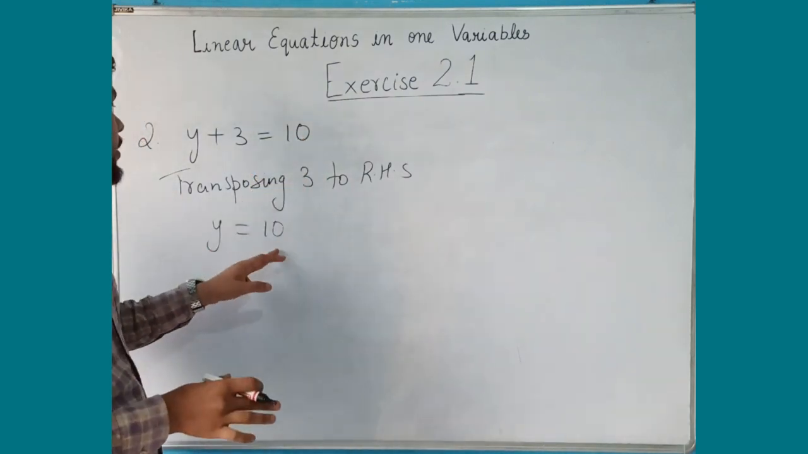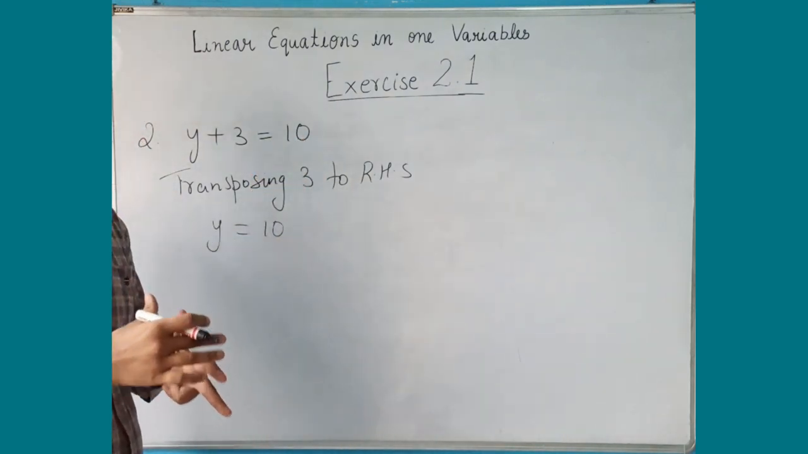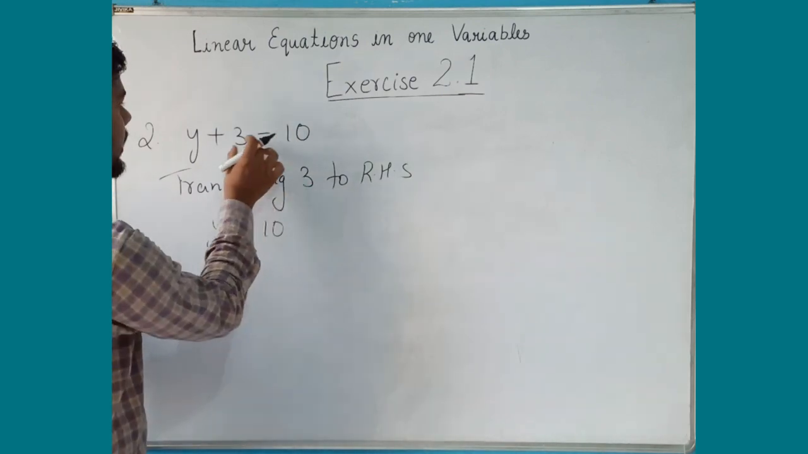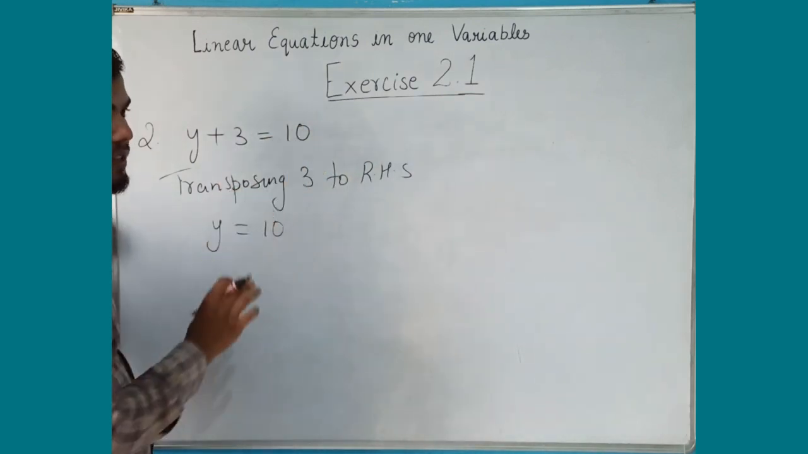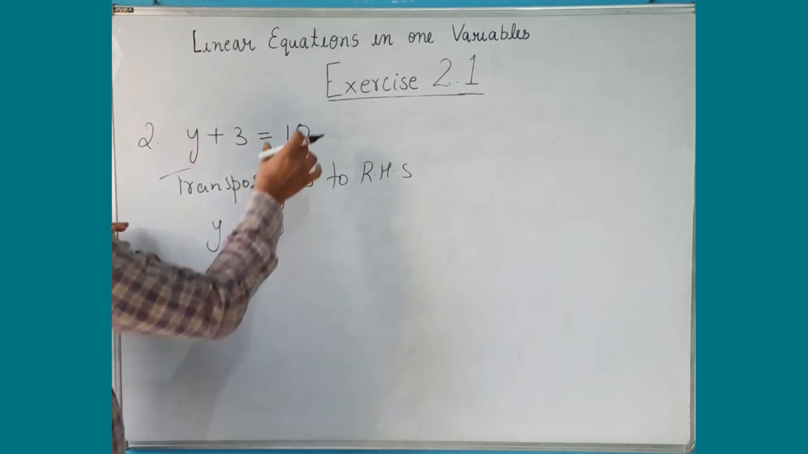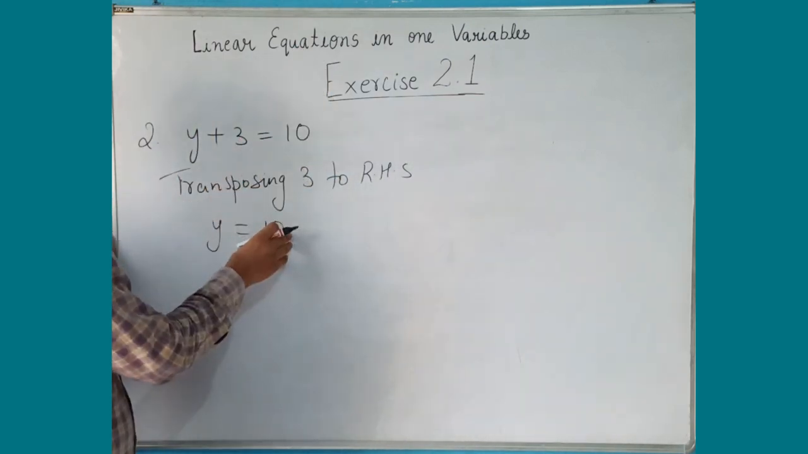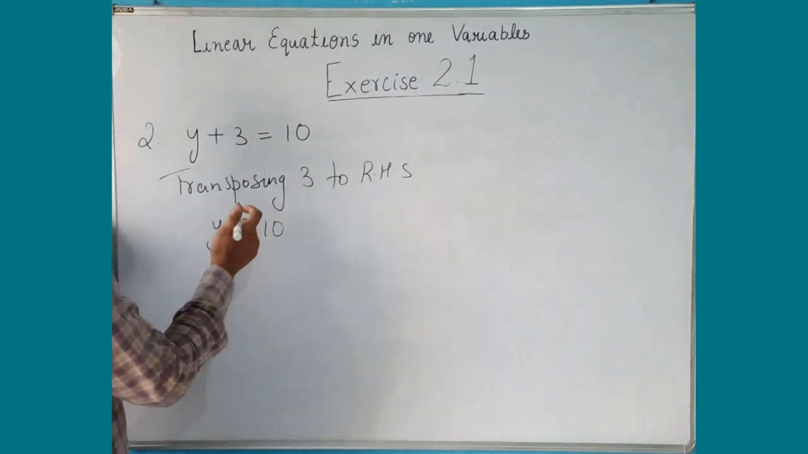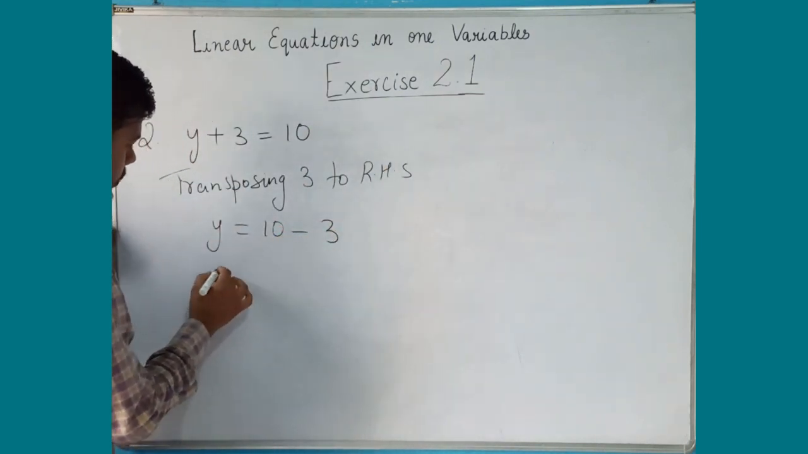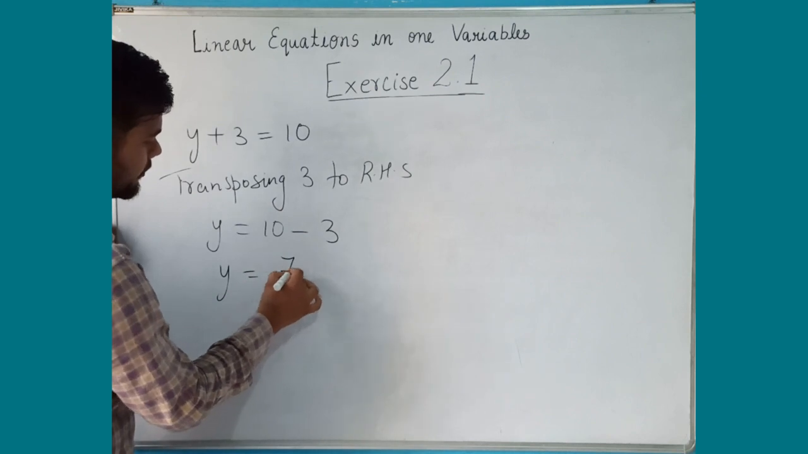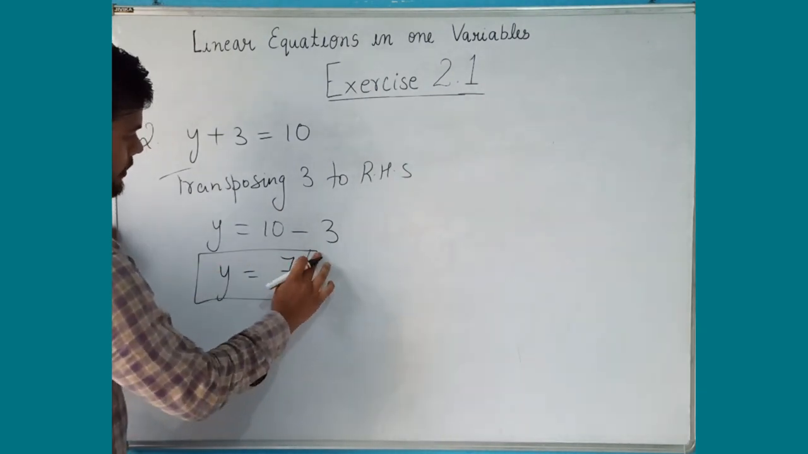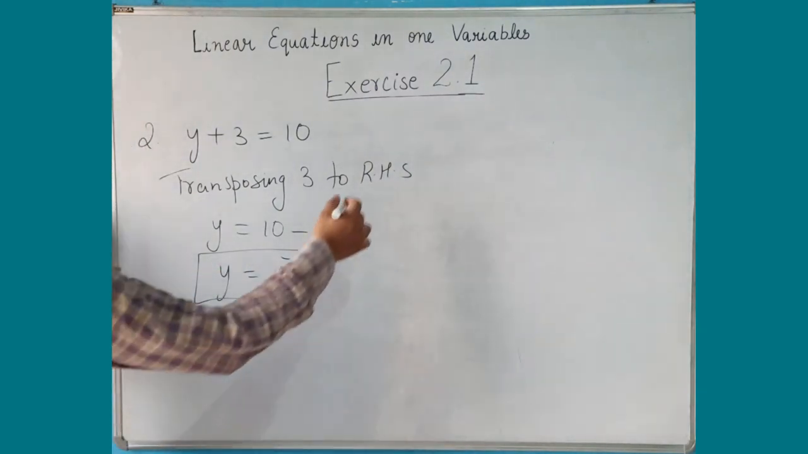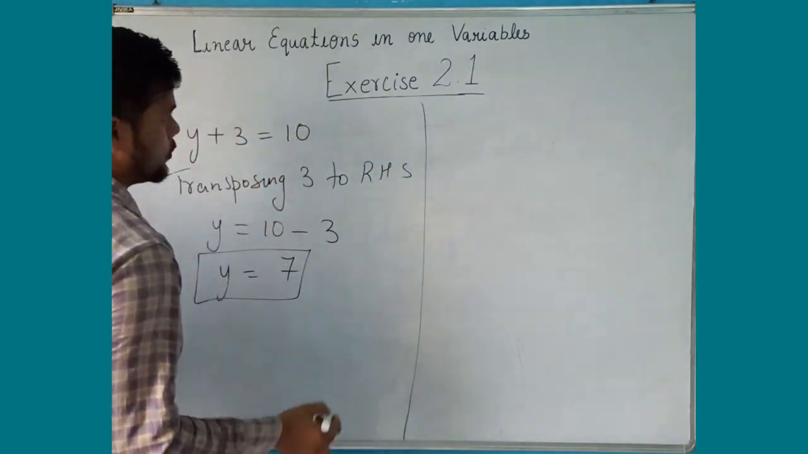Whenever you write such equations, students tend to make a very simple mistake: they write 3 and then they write minus 10. That's absolutely wrong. Whatever number is there before, you write it in the first place, and then you write the number which is being shifted to the other side. So I'll write here minus 3. So y is equal to 10 minus 3, which gives me 7, and this is the answer of the second question of exercise 2.1.